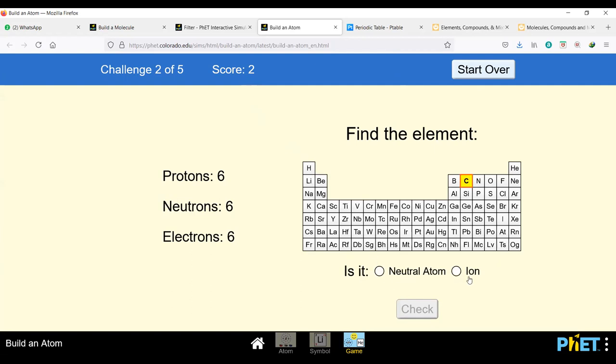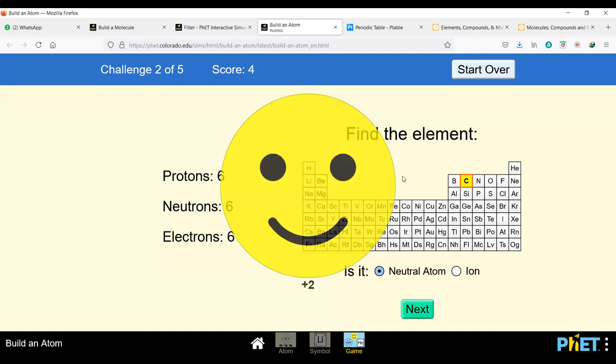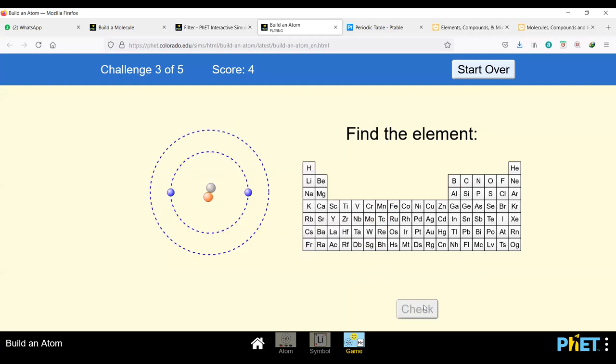Okay, is this a neutral atom or an ion? Check the number of protons and the electrons. Neutral, teacher, neutral. Excellent, Ali. Very good. Okay, Farah? Oh, Farah, you just answered right. So, Yasin?